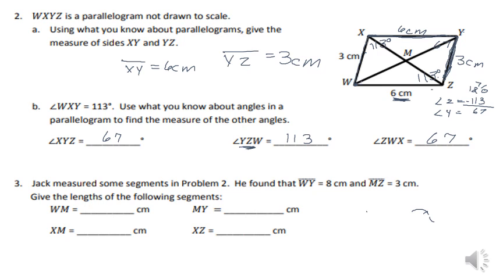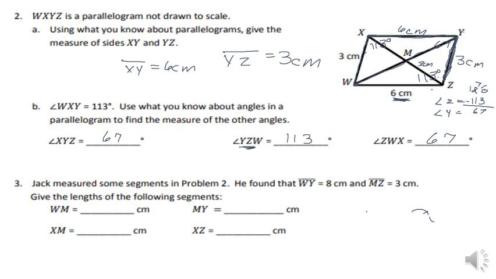Question 3. Jack measured some segments in problem 2. He found that segment WY equals 8 centimeters. So they're saying this whole diagonal right here is 8 centimeters. And they're saying that MZ, which is right here, is equal to 3 centimeters in length. Give a length for the following segments.